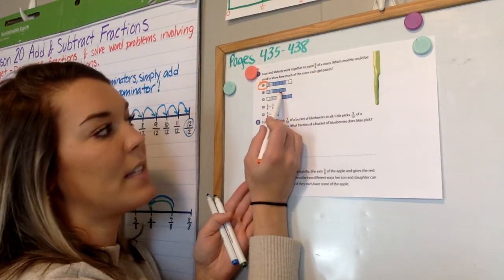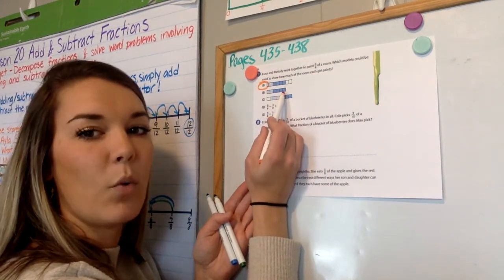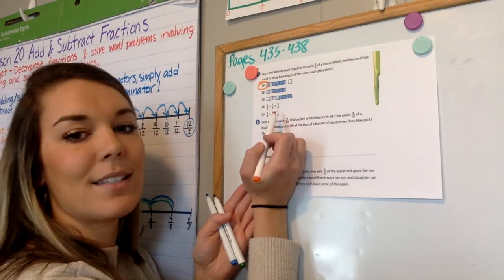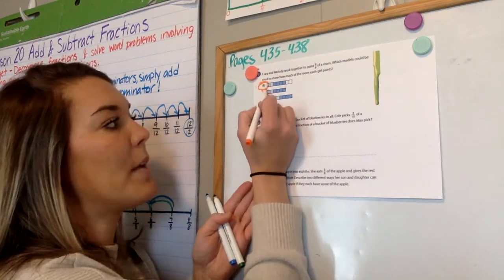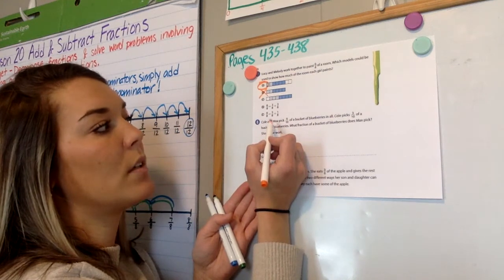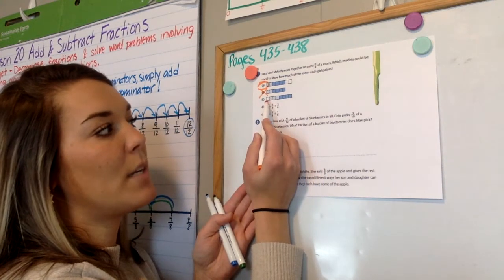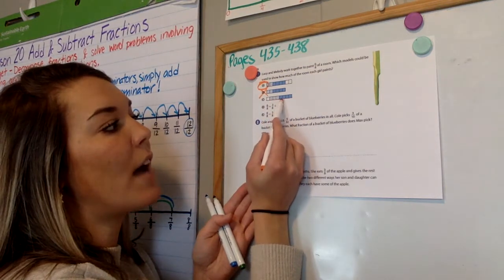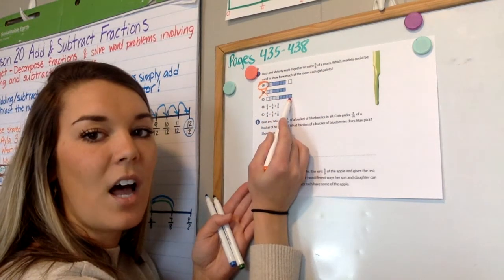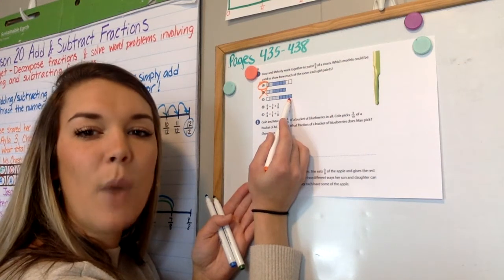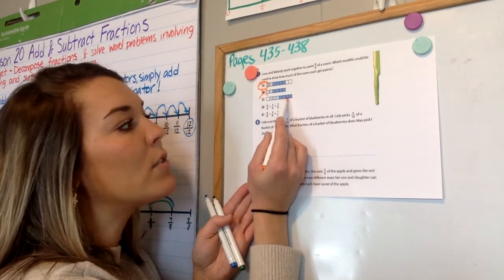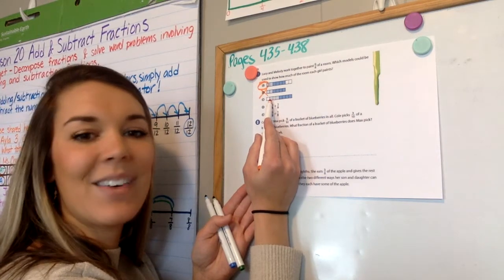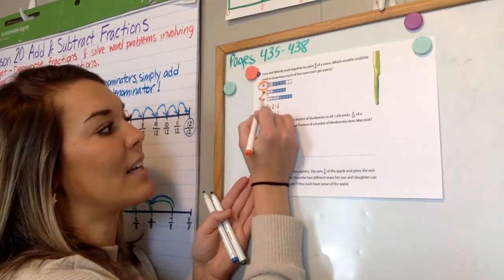Does this one have 8 equal parts? 1, 2, 3, 4, 5, 6. Nope, can't be B because it doesn't have 8 equal parts. Can it be C? First I'm going to see, does this have 8 equal parts? 1, 2, 3, 4, 5, 6, 7, 8. It does. Are 6 of those parts shaded? 1, 2, 3, 4, 5, 6, 7. No, 7 are shaded, so that does not show 6/8.